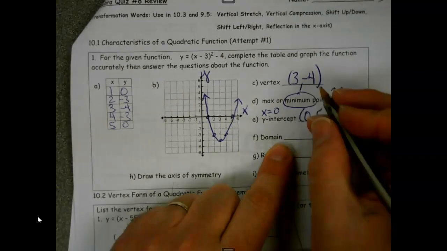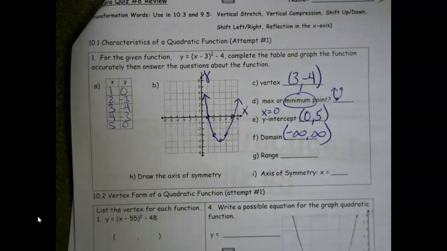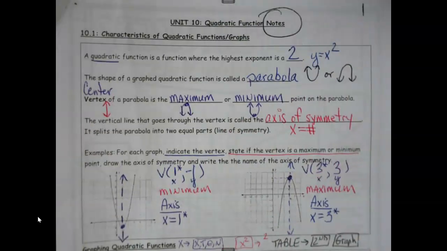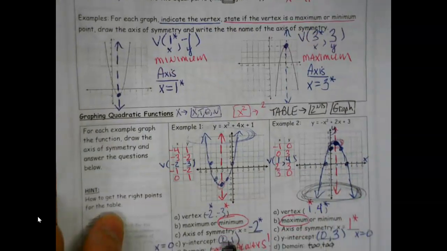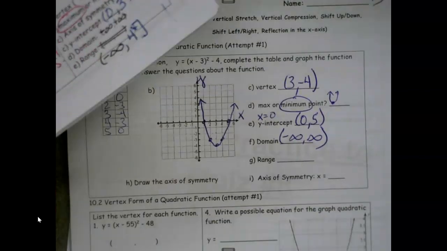Domain, this is our free square. Every single time. See, it says so right there. Page 1 of the notes. There it is. There it is. Always. Whoop, whoop. You're like, okay, but what about the range, Hardy?